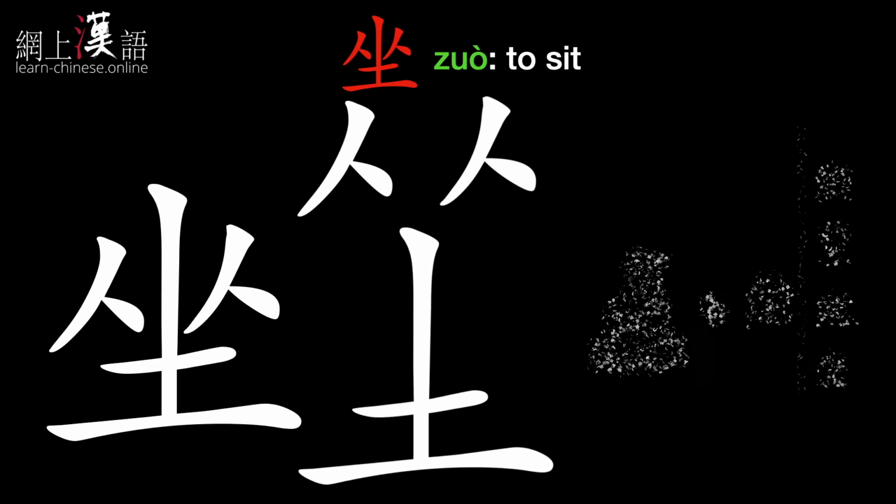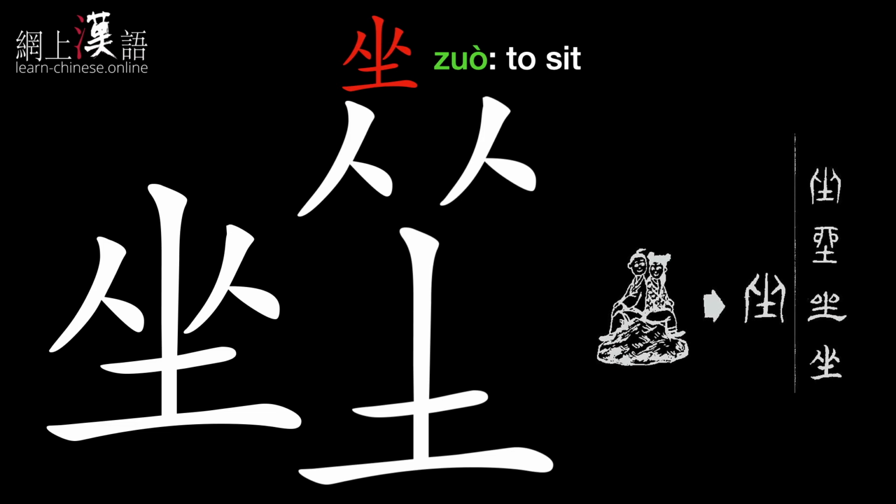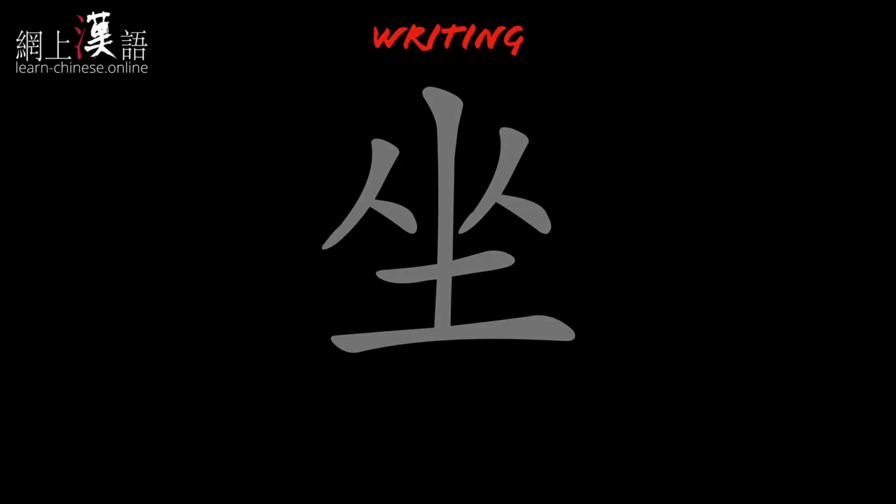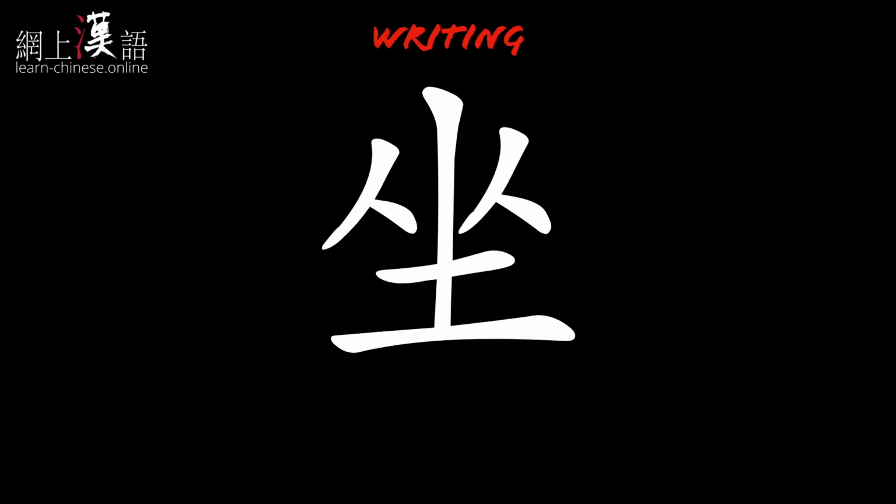Originally, this Chinese character represented two people sitting on the floor. Writing this Chinese character is quite easy. First, the two components for humans. Then, the component for earth. And now the stroke order.